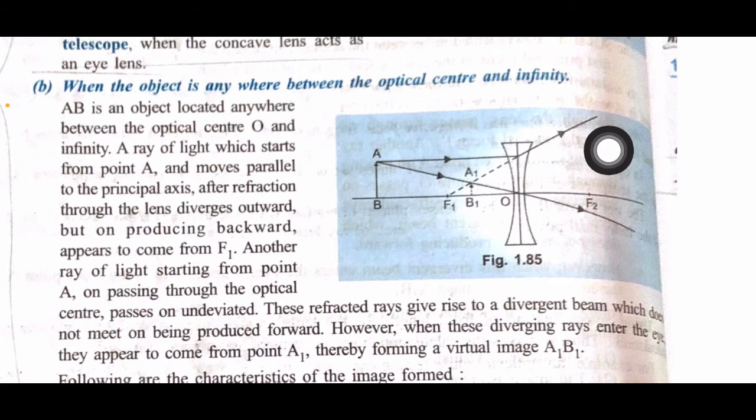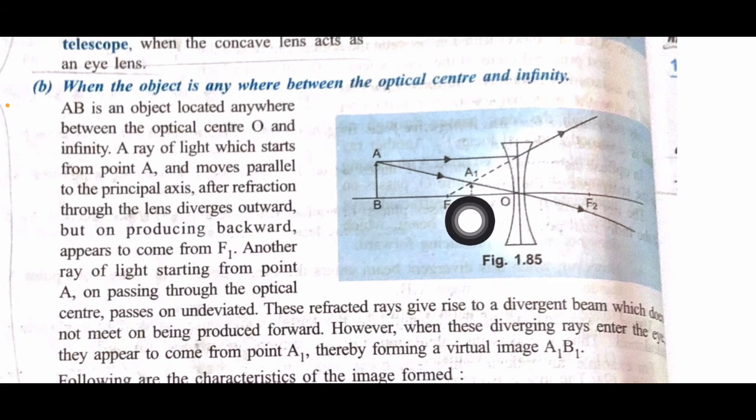And for the second incident ray, since it passes through the optical center, it suffers no deviation and it goes in a straight line, as you can see in the diagram. F1 here stands for the first principal focus. F2 stands for the second principal focus. O stands for the optical center, and AB is the object. And here A1 is the point where the image will be formed.